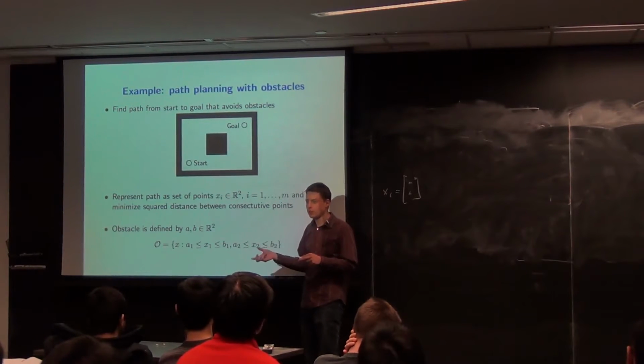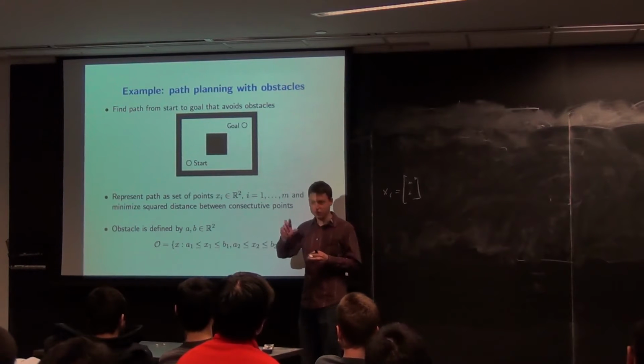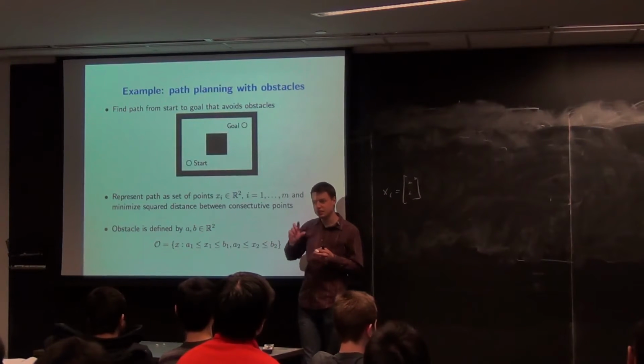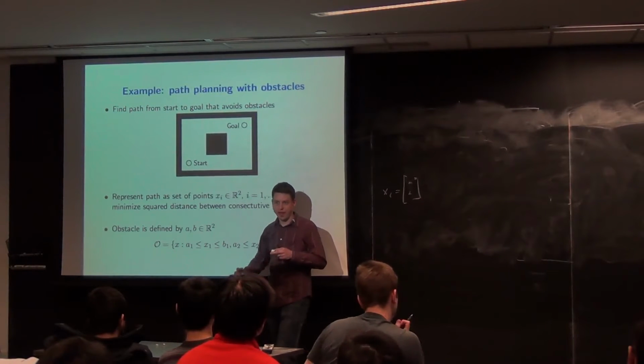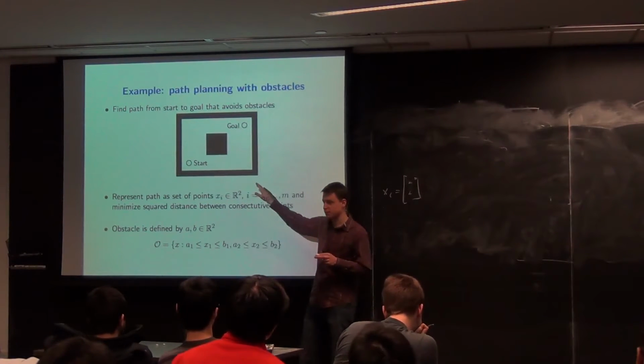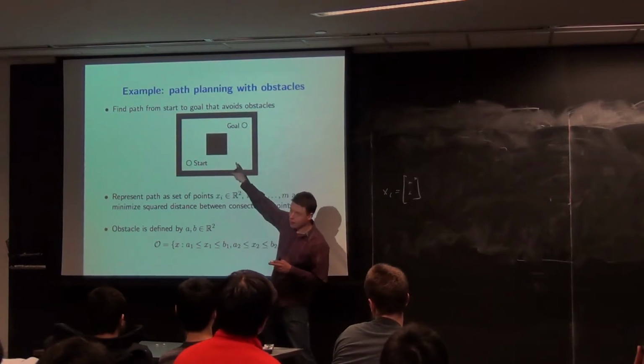I showed this example when we first talked about robot motion planning. This was an objective that I mentioned as being possible. It essentially encodes smoothness in the path, but we won't worry about the specifics there. And it has to avoid this obstacle.